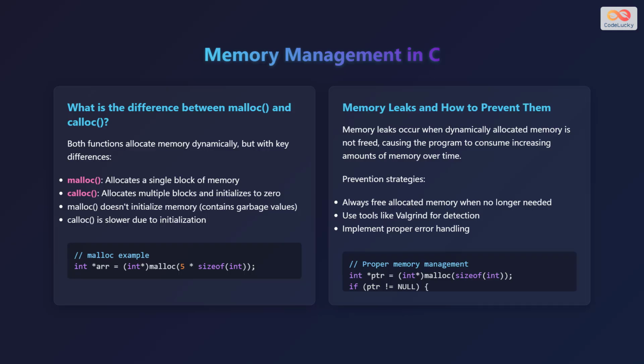Here's an example of proper memory management. An integer pointer ptr is assigned the address of a dynamically allocated block of memory that can hold a single integer. After using the allocated memory, it is freed using the free function. Also, the pointer ptr is set to null to avoid it becoming a dangling pointer, which can lead to undefined behavior if dereferenced.